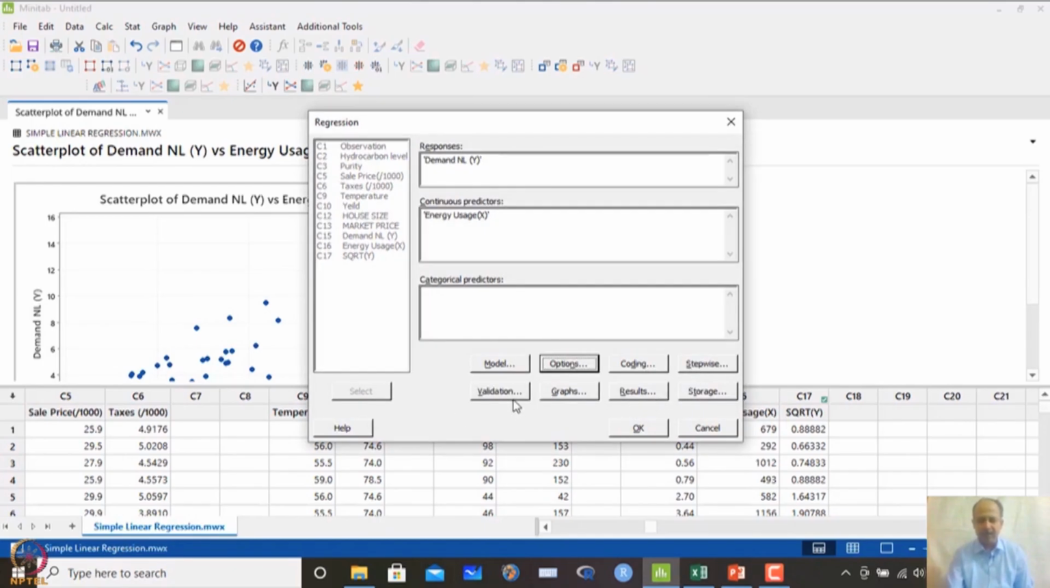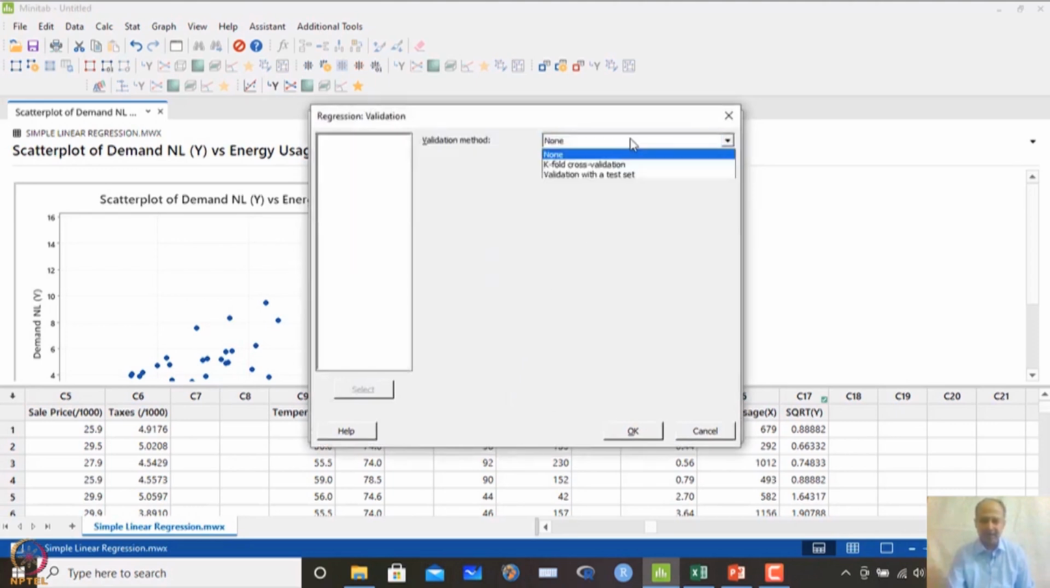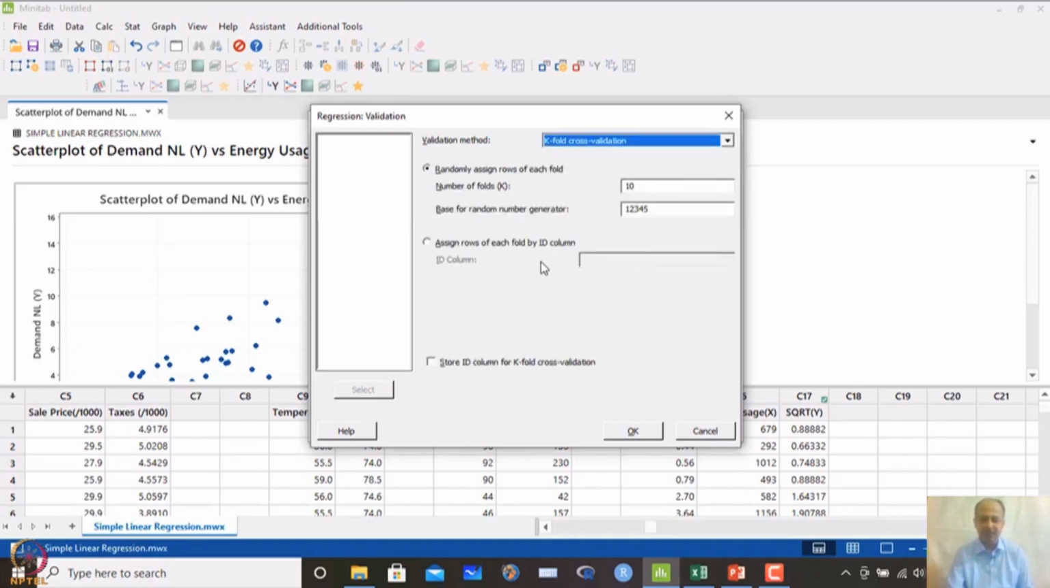One more thing that can be done whenever we are doing regression is validation. This part can be done in many situations. We do that in regression, validating the models. There are two methods here: validating with proportional test sets and k-fold cross validation. People prefer to do k-fold cross validation.